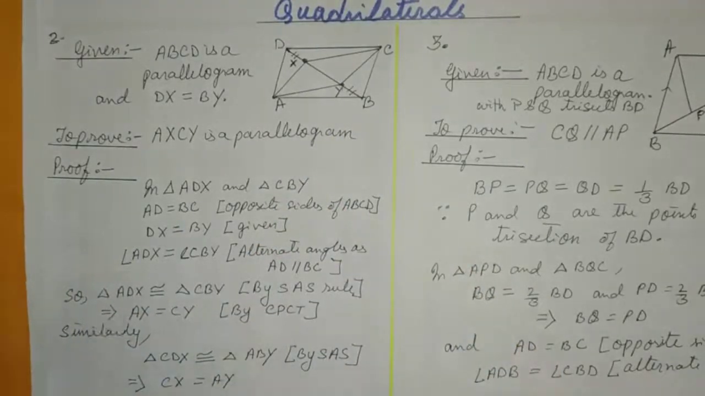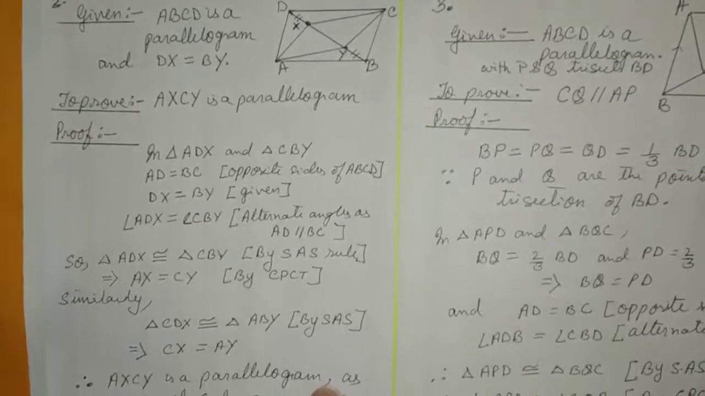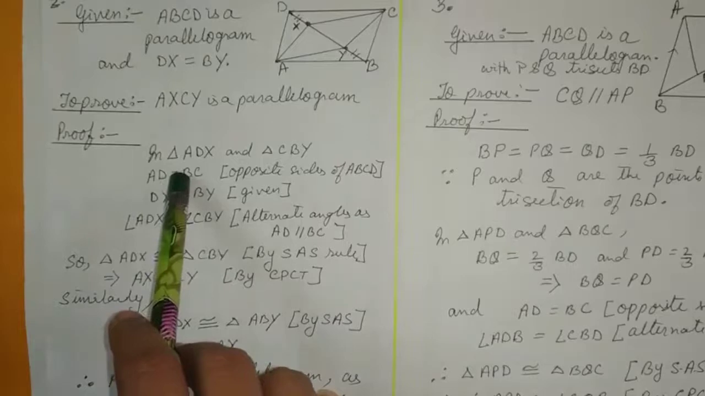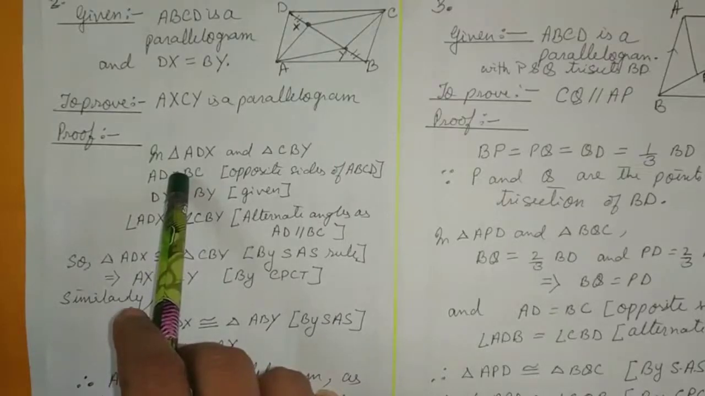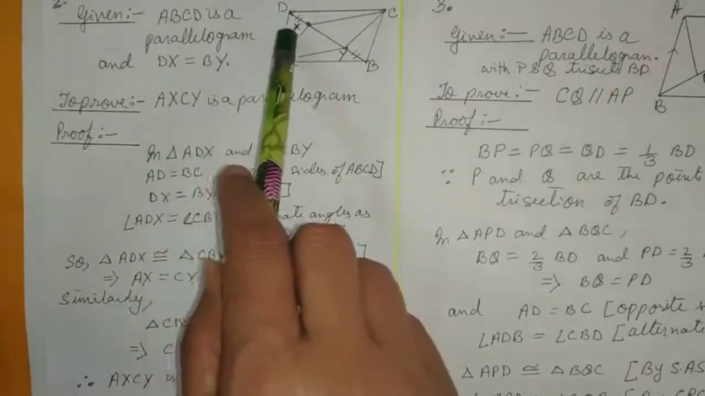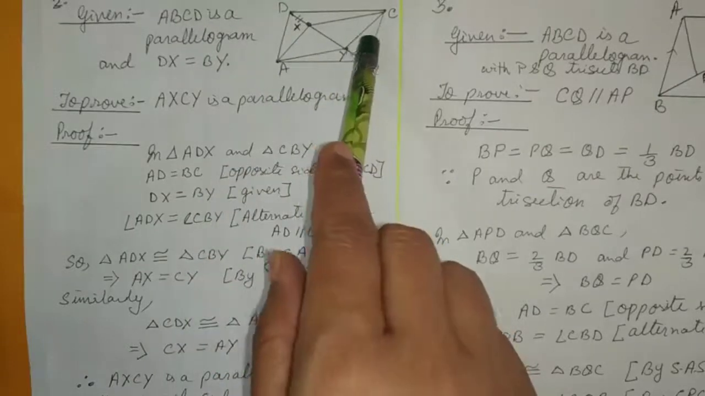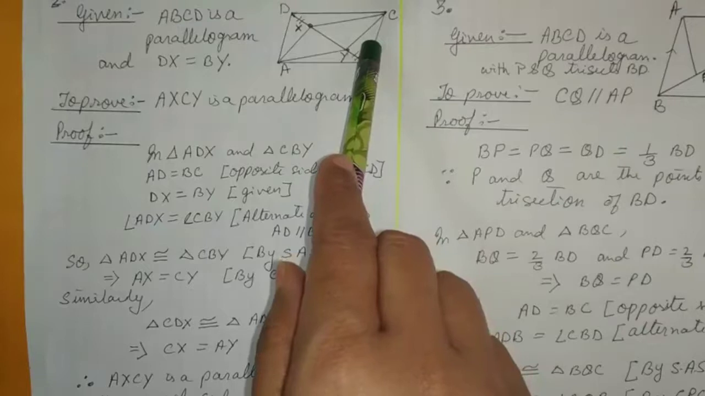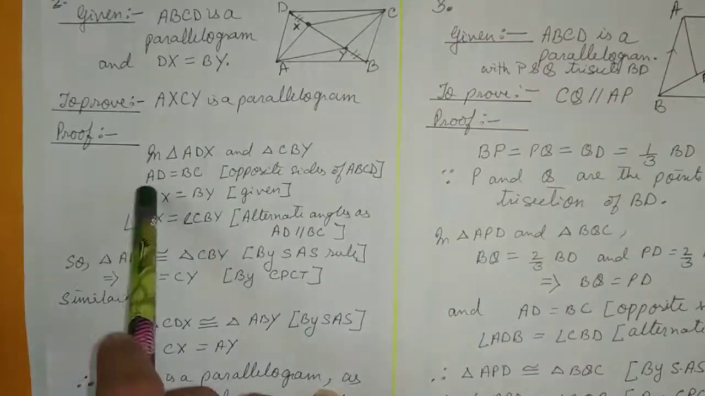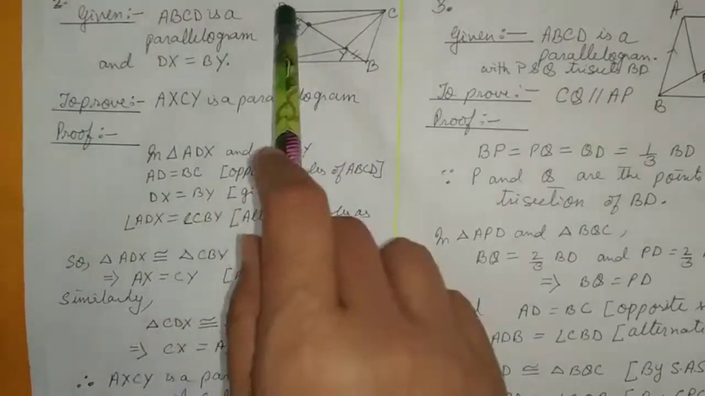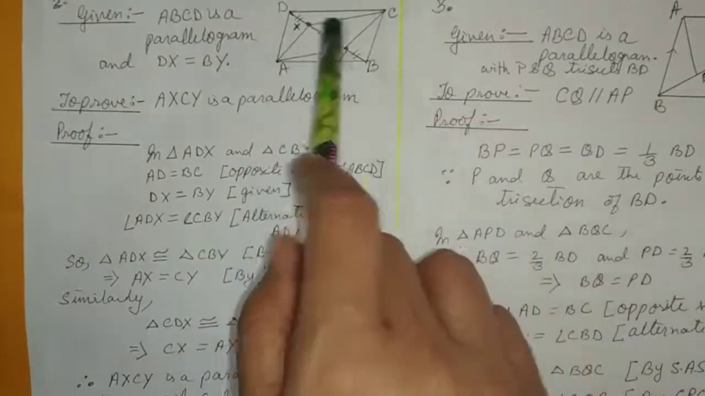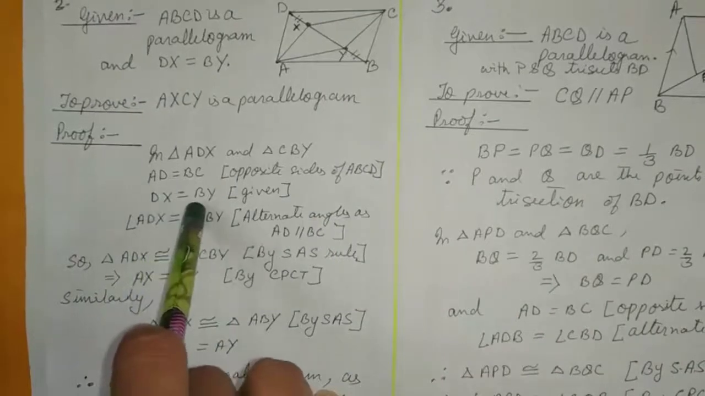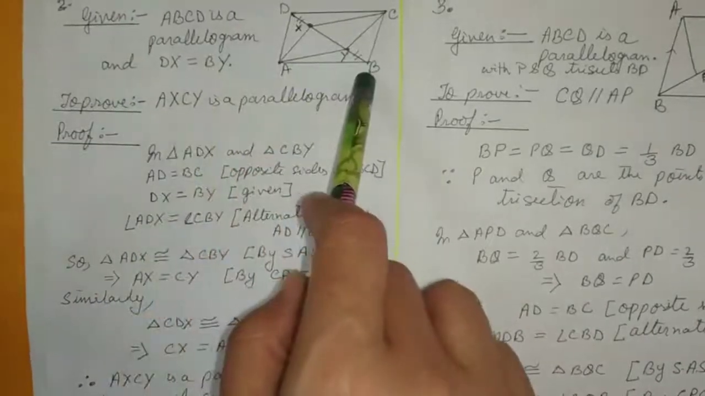So now to begin with the proof, let us see how it is done. Proof. In triangle ADX and triangle CBY, you must be remembering congruency of standard 7. AD is equal to BC. How? The opposite sides of a parallelogram. DX is equal to BY. DX and BY given in the question.